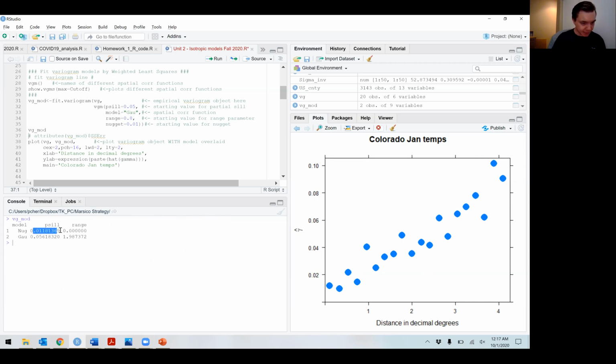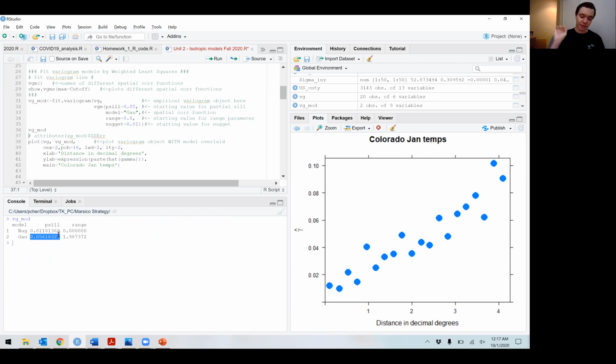Here is my nugget, and I know what it says there, but it says nugget is 0.01. That's the nugget variance. Reminder that I'm fitting a Gaussian correlation function, and I know this stuff is probably not as well labeled as it could be. Here is the partial sill of 0.05. Together they make a sill of 0.06.